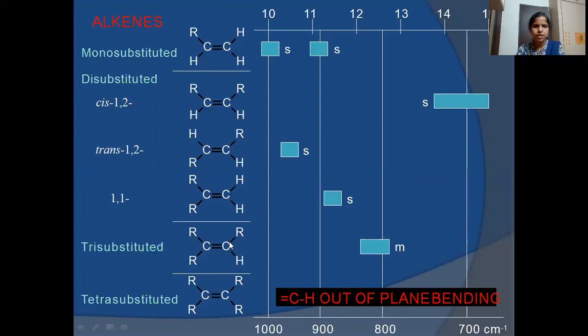Trisubstituted, so 3 alkyl groups, a medium band near 800. Then tetrasubstituted, there won't be any CH group, so there is no band around this region, that is 1000 to 700. So this you have to remember. In this mainly you can remember cis and trans. For trans, the vibration is observed at higher frequencies. Cis is observed at a little bit lower frequencies.